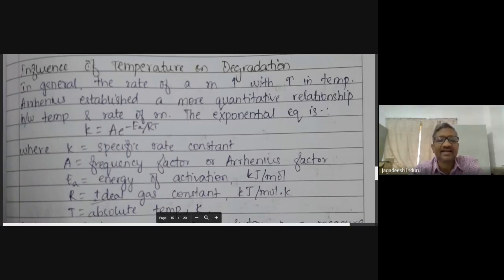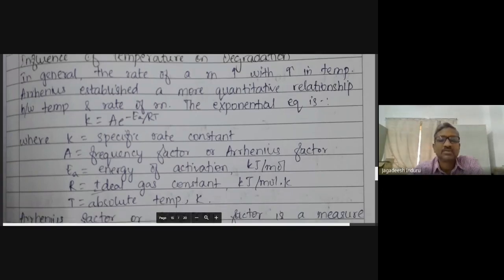So if it has a higher energy of activation, the product is more stable. That's what we are going to see. Most of the time, 85 kilojoules per mole is generally present in the case of pharmaceuticals. And R is the ideal gas constant. It is a constant which is available in the literature. T is the absolute temperature in Kelvin.